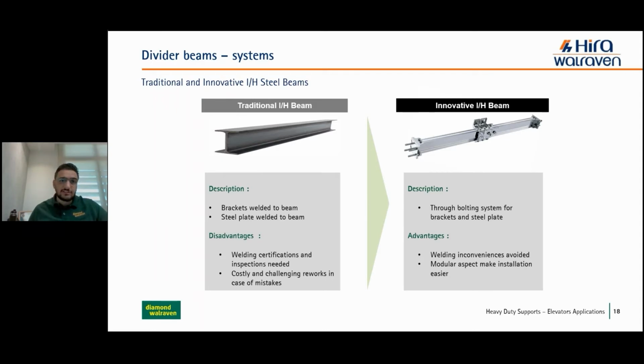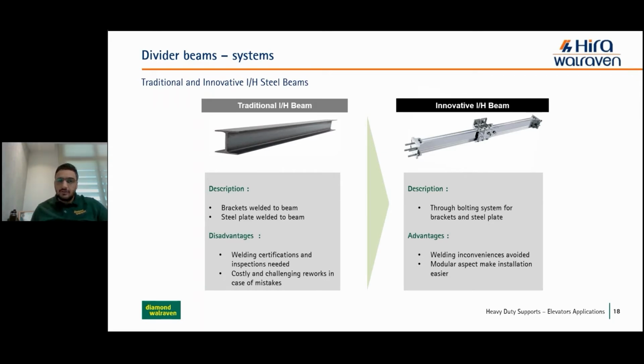There are disadvantages to this system, which is that welding certification and inspection is needed on the site. Most sites, actually all sites, need a certified welder, a certified welding machine, and special approvals on the welding at site, and it will be subject to inspection by a third party sometimes, or by the consultant sometimes, to give approval of this welding. All of this will end up with costly and challenging rework in case there is any mistake.